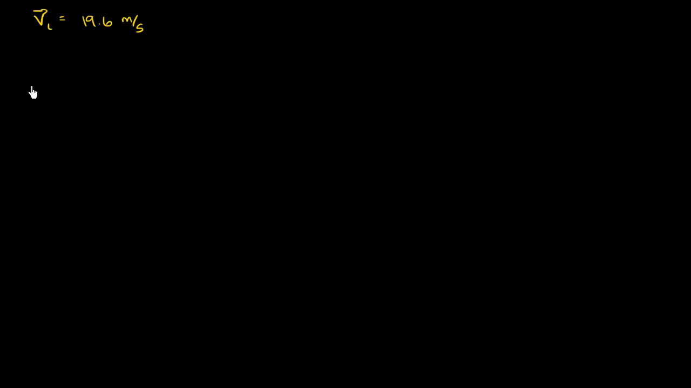let me write this down. The force of gravity on an object near the surface of the Earth is going to be the mass of the object times little g, the acceleration due to gravity on Earth. This is 9.8 meters per second squared.